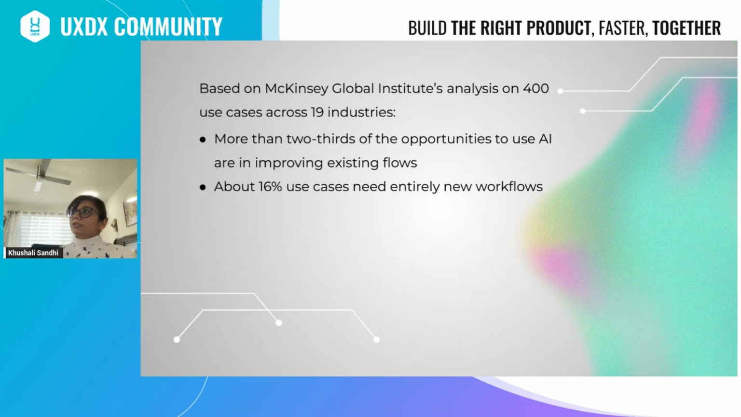Based on McKinsey Global Institute's analysis on 400 use cases across 19 industries, they found that more than two-thirds of the opportunities to use AI were in improving the existing flows, right? Not creating a completely new AI flow. My experience was also to improve an existing flow that we had. But there were about 16% of use cases which needed entirely new workflows. In any case, the design thinking process that we are going over will apply in both these scenarios. I just wanted to call out that the majority of the experience as of now might focus on improving the existing flows.